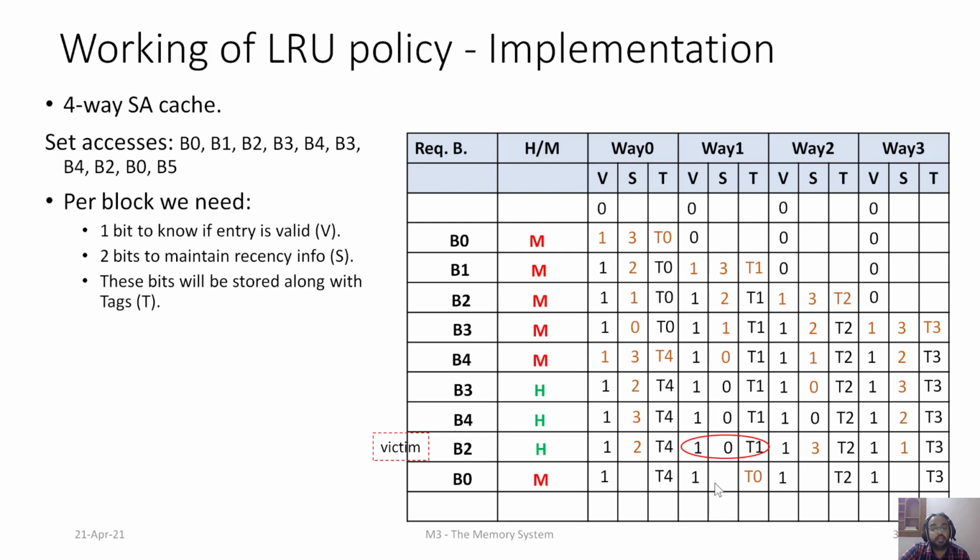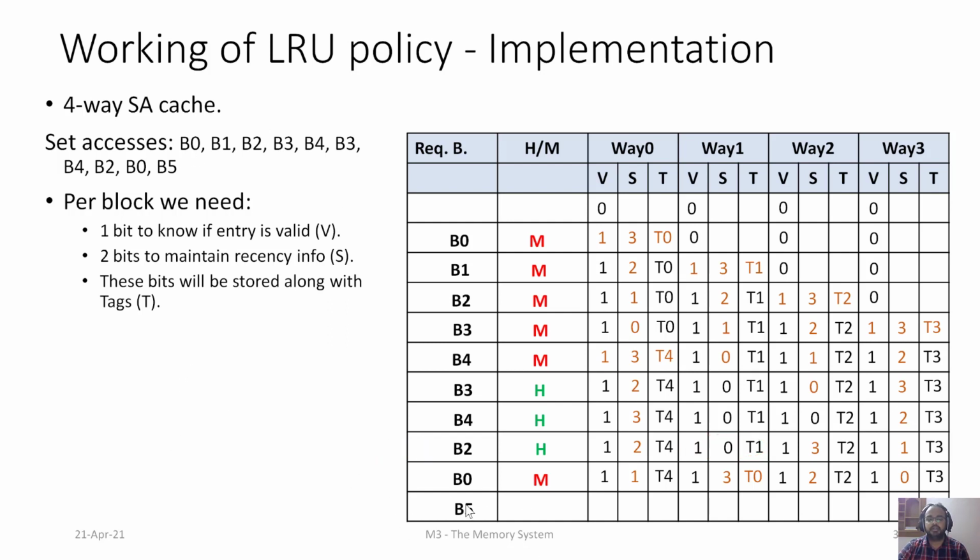And now we need to carefully update the recency info. So way 1's status bit will be set to 3, and all the other ways will be decremented by 1. So if we look at the set status at this point, and if you want to build the recency list like we have built in the previous slide, it would be B0, followed by B2, then B4, and lastly B3. That's how you can imagine the recency list would look, just by maintaining 2-bit status.